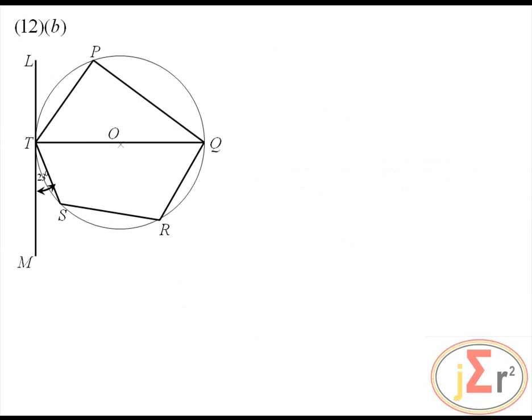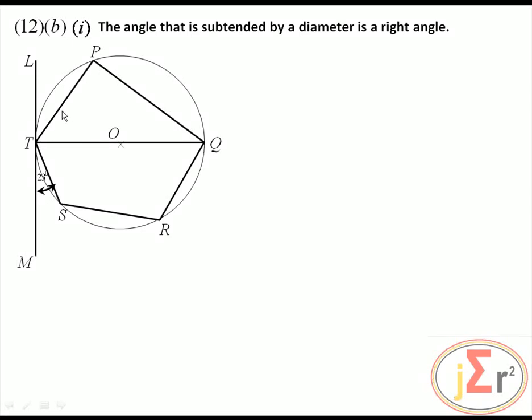In the diagram, we are required to find certain angles. One is TPQ. That's the first one. The angle that is subtended by a diameter is a right angle. So TPQ is a right angle because it is subtended by this diameter. So we are sure that it is equal to 90 degrees.